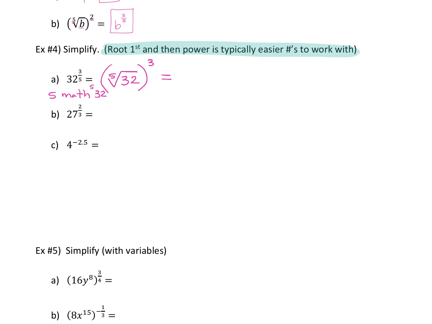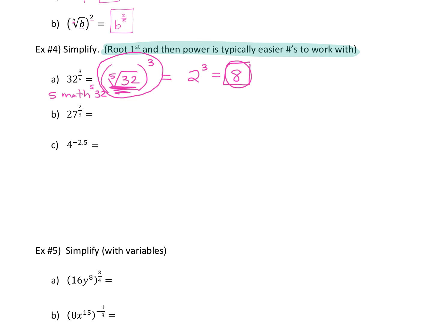Okay, so when you plug this portion into your calculator, you will get 2. That's the 5th root of 32. And then we're going to take that to the 3rd power. So 2 to the 3rd power is 8. Okay, I want to see this from you. If you just tell me 8 right here, I'm not going to give you full credit for that. Show me how you would rewrite it, and then you can solve from there.